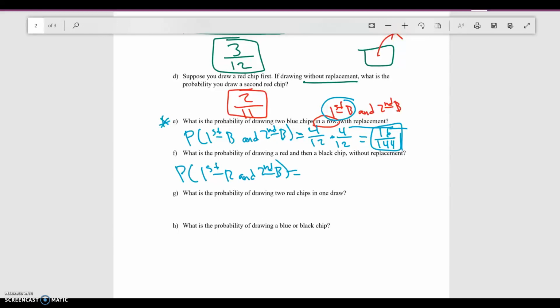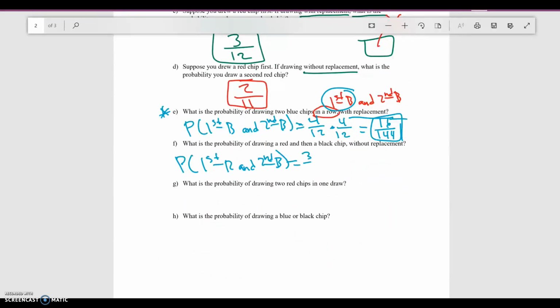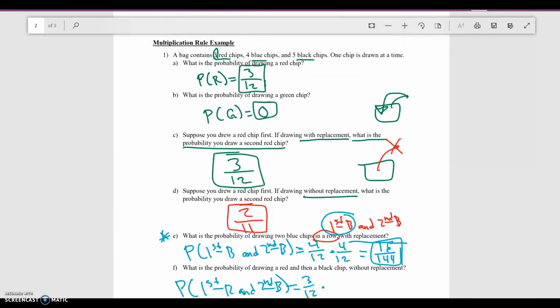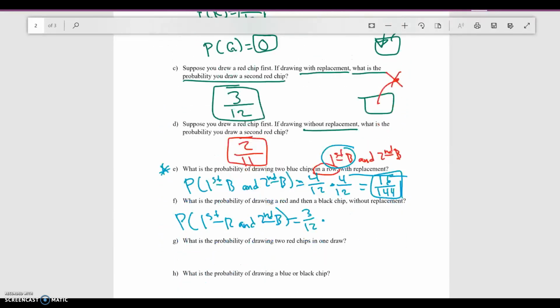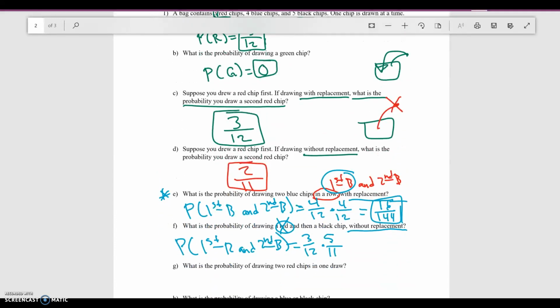Well, the probability of getting the first one red, okay, we know that it's 3 out of 12. And the probability of the next one being black is 5 out of 12. But notice that I'm doing without replacement, so I'm not replacing it. So that means I got rid of the red chip that I had. I got rid of it. So now I only have 11 left. And then how many black chips do I have? Well, I didn't change the outcome of black, so it's still going to be 5. Okay, so this is going to be 15 out of 132.